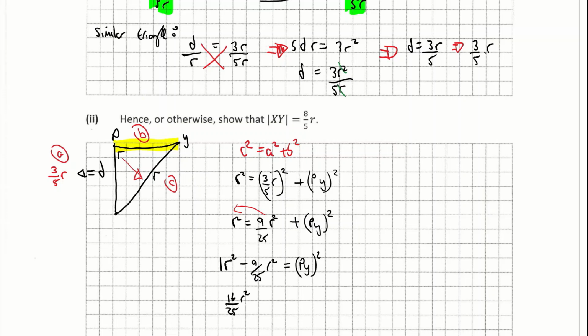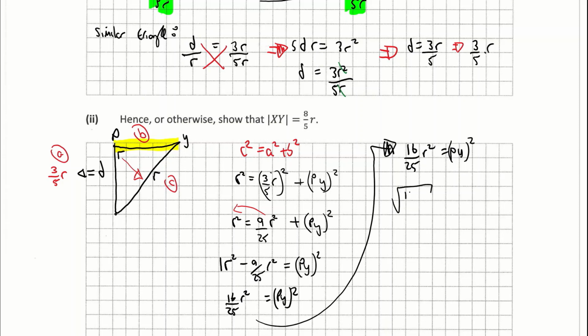So go to your calculator and go 1 minus 9 over 25. And that is equal to PY all squared. I'm just going to bring it up here now because I'm running out of a bit of space. So that's 16 over 25 r squared is equal to PY all squared. Now think to yourself, how do we get rid of that PY squared? How do we get rid of the square? Well, we're going to find the square root of both sides. That gives me the square root of 16 over 25 r squared is equal to PY. The square root of 16 over 25 will give me 4 over 5, and the square root of r squared, one of the r's will cancel with the square root, so that's giving me r.